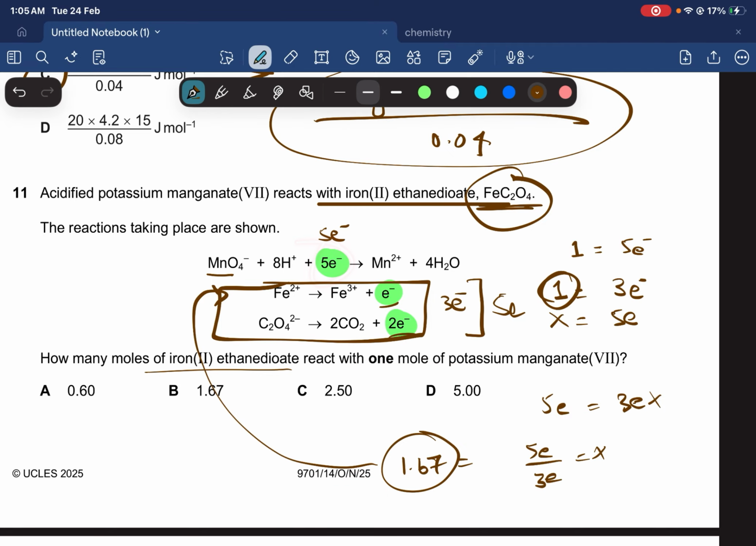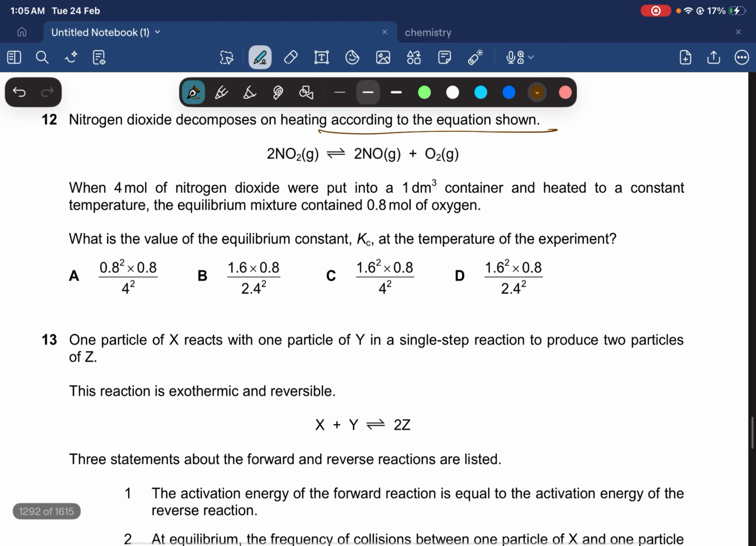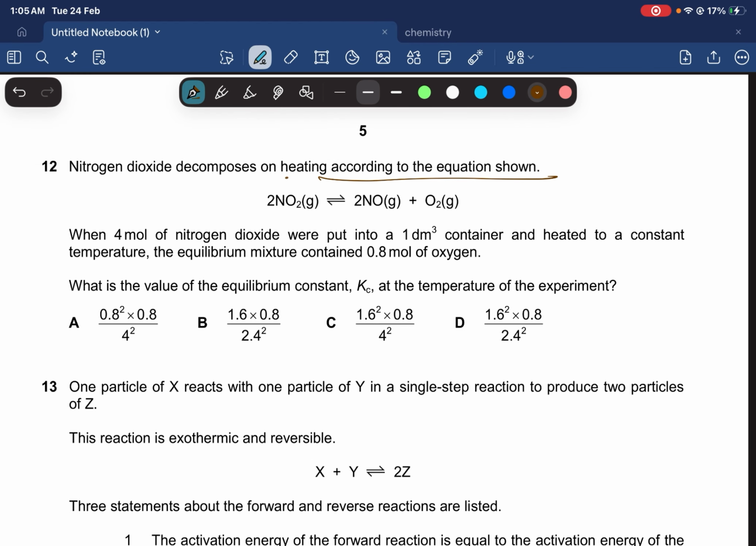Nitrogen dioxide decomposes on heating according to the equation: 2 moles of nitrogen dioxide forming 2 moles of nitrogen monoxide plus oxygen. When 4 moles of nitrogen dioxide were put into a 1 dm³ container and heated to a constant temperature, the equilibrium mixture contains 0.8 mole of oxygen.